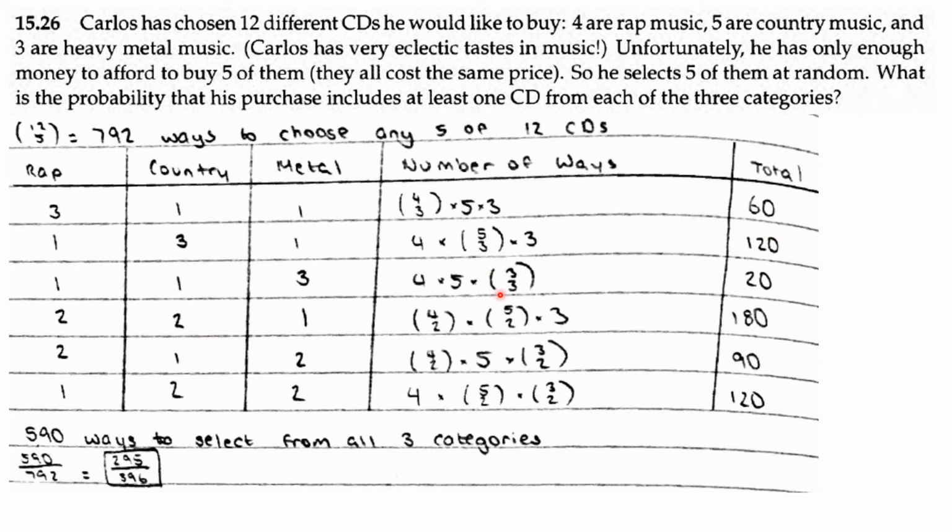So if we list all the combinations of buying these and we find the total, there's 590 ways to select from all 3 categories. And since there are 792 ways in total, then it's 590 over 792, which is equal to 295 over 396.